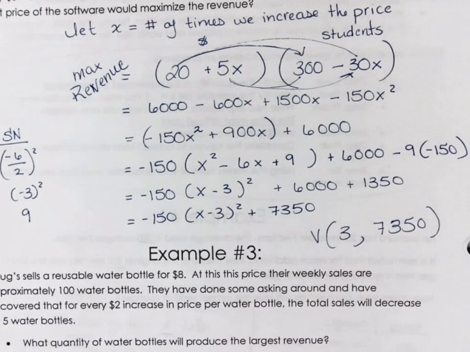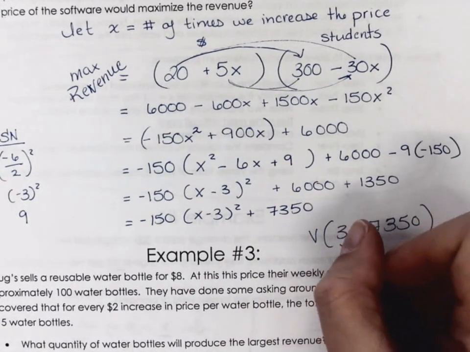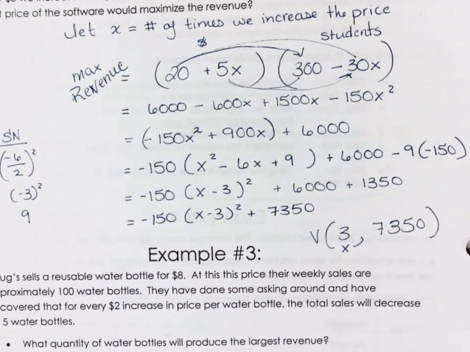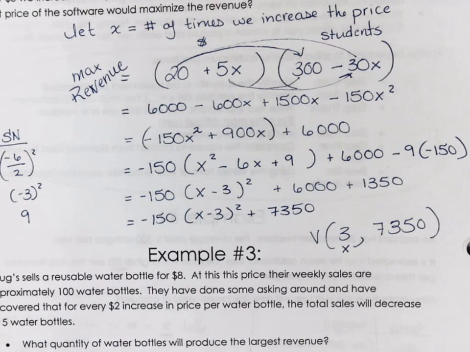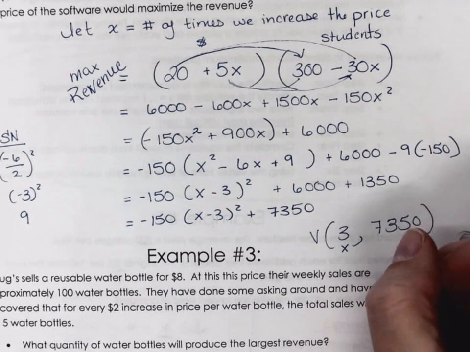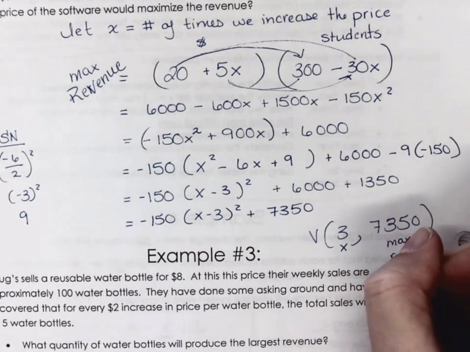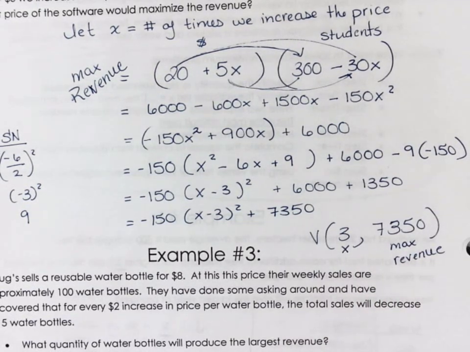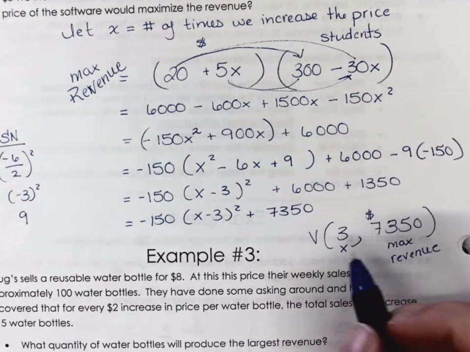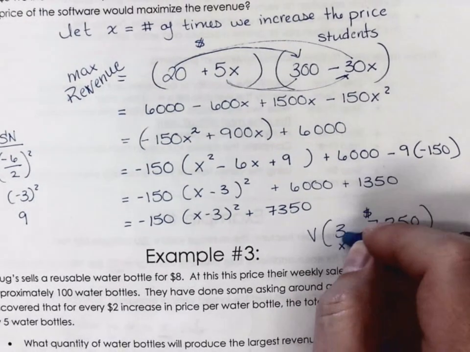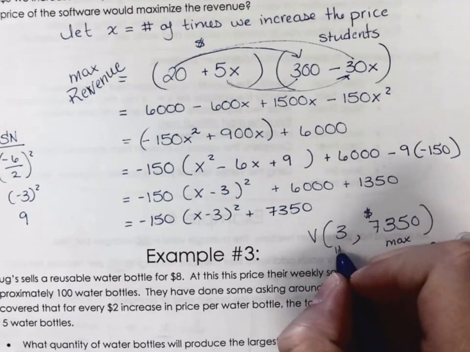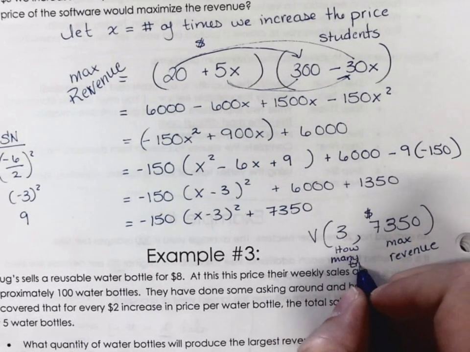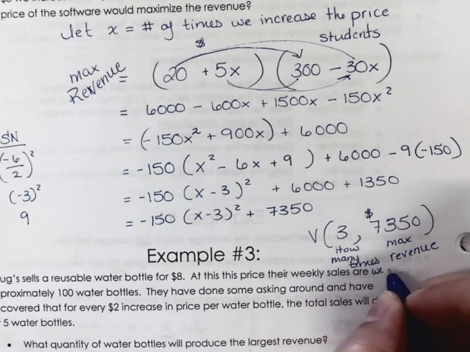Okay, what does that mean though? This is my x value. So what did the x value mean? If you increase the price by 3 times, we're gonna make $7,350. So this is money, and this is how many times we increase the price. But then we put the amount of students in our wage salary.